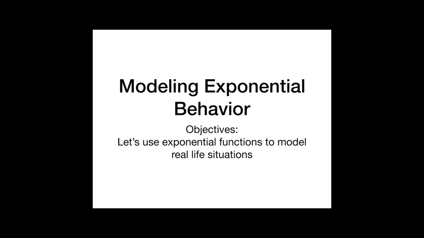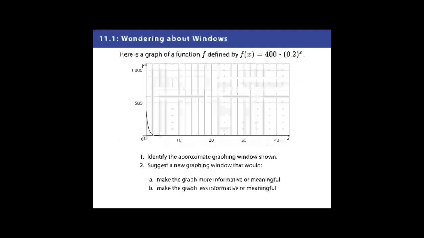Modeling exponential behavior, and we are going to use exponential functions to model real-life situations. Here's a graph of a function f defined by f of x equals 400 times 0.2 to the x power. Number 1 is identify the approximate graphing window shown. So work that out right now.